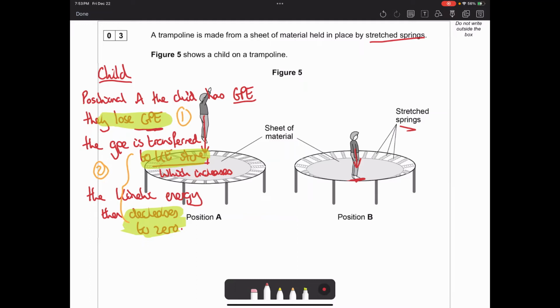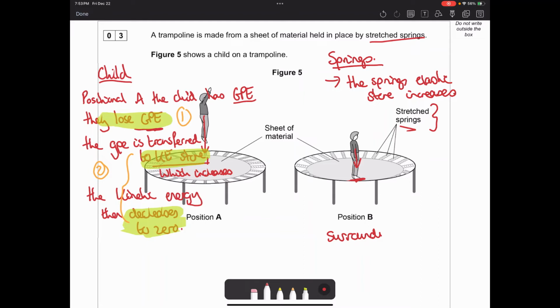The next 2 are only 1 markers. So the next one is about the springs. Well, what we can see is happening, the springs are getting stretched. So therefore, what's happening? Well, their elastic store is increasing. So I would keep that simple. The spring's elastic store increases, and then it says the surroundings.